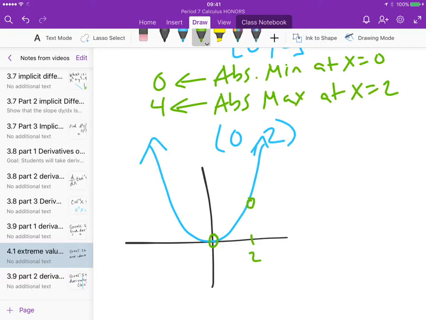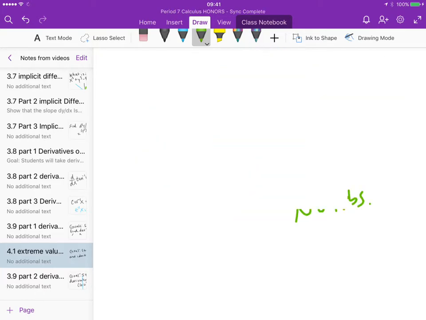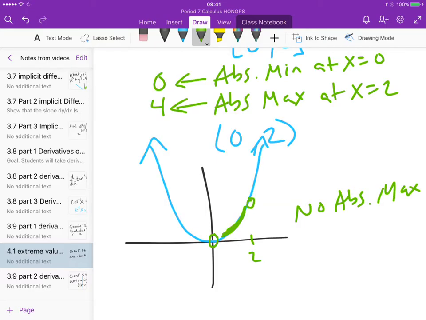If this is the case, the only interval we're looking at is still in between here. But at our highest point, there is a hole, so there is no absolute max. At our lowest point, there is a hole, so there is no absolute min in this case. So hopefully that makes sense.